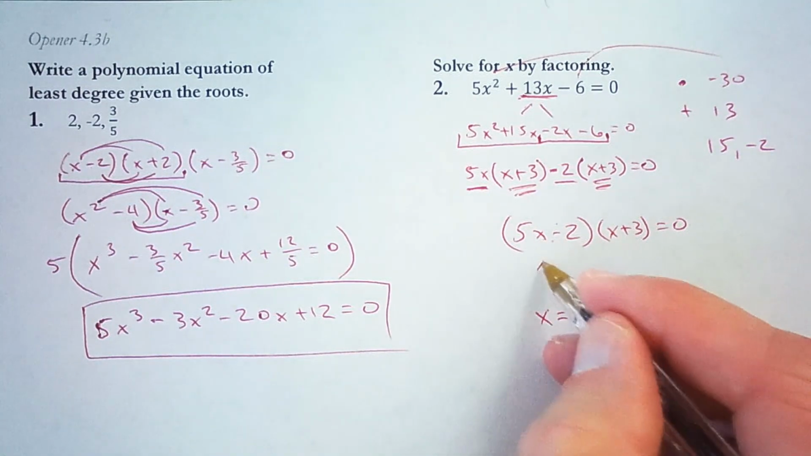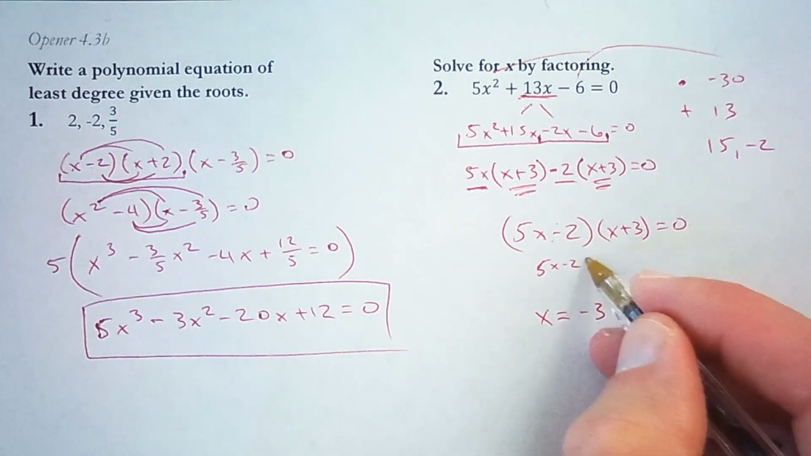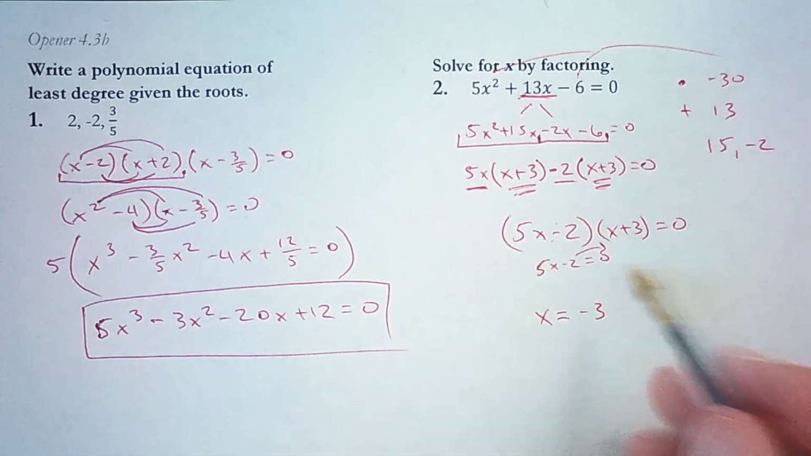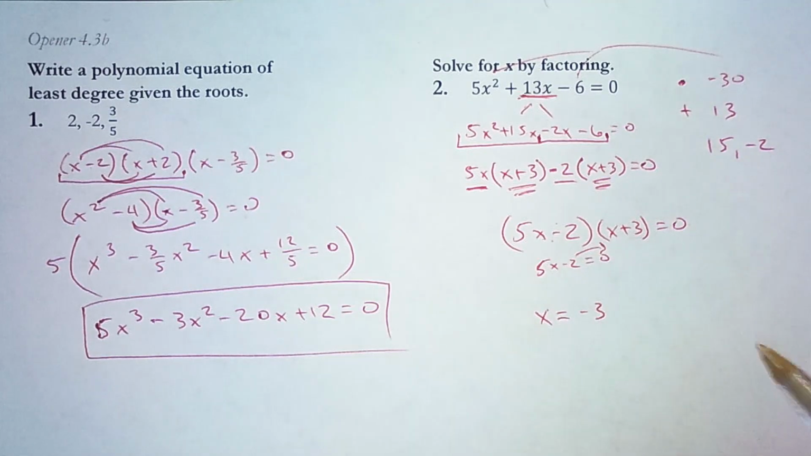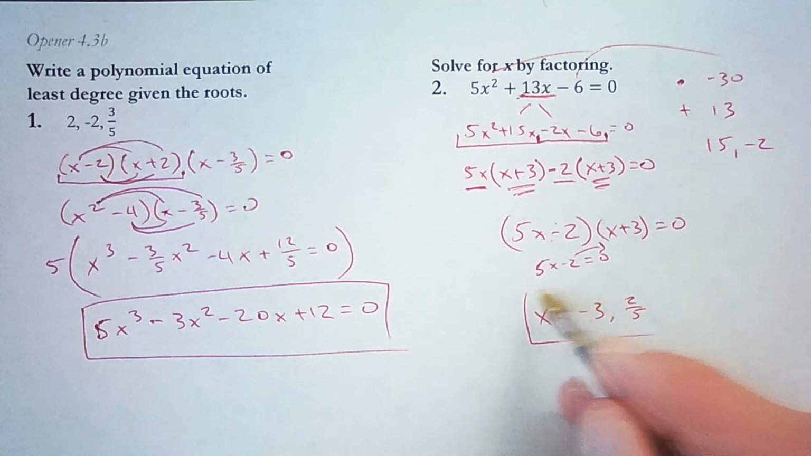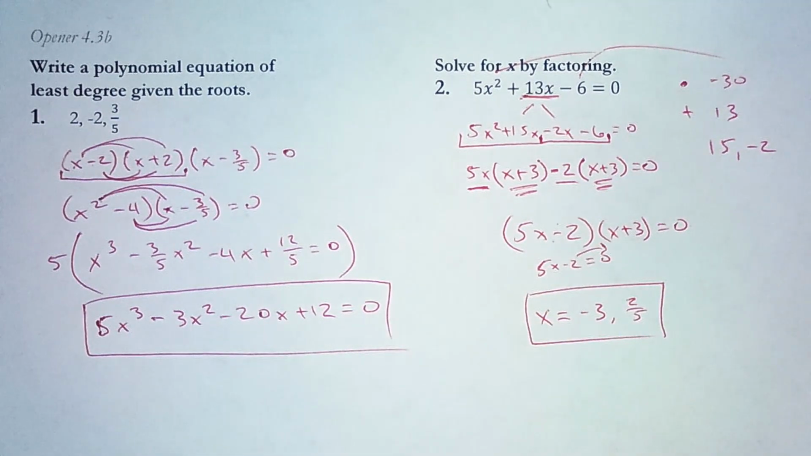Then I'm going to set this factor equal to 0. 5x minus 2 equals 0. I'll move that over and it becomes a positive 2. Then divide by 5 and I get 2/5. So the other solution is 2/5. So those are my two solutions from factoring.